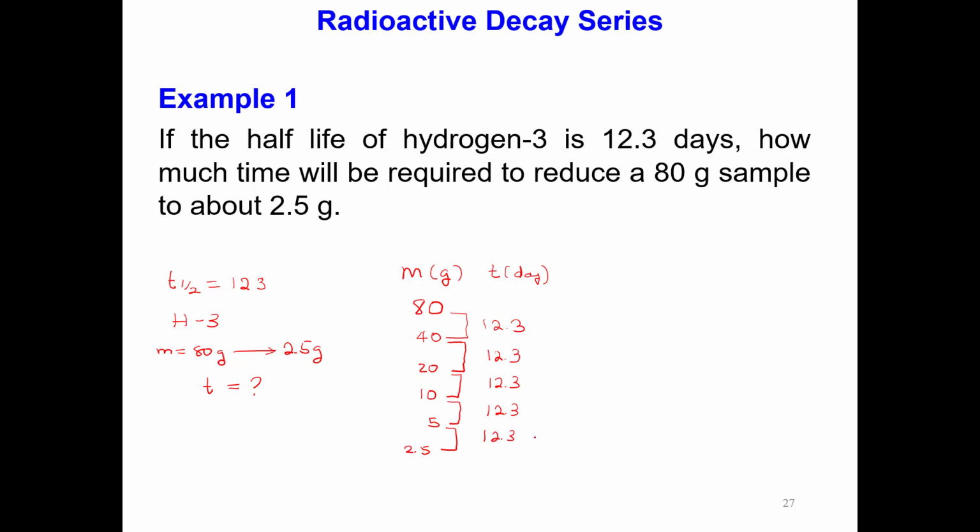And to know the total time required to reduce 80 grams to 2.5 grams, we need to add all these 12.3 times, or just multiply 12.3 by 1, 2, 3, 4, 5 times. And we can calculate the total time. We multiply 12.3 days by 5, and the total time will be 61.5 days.